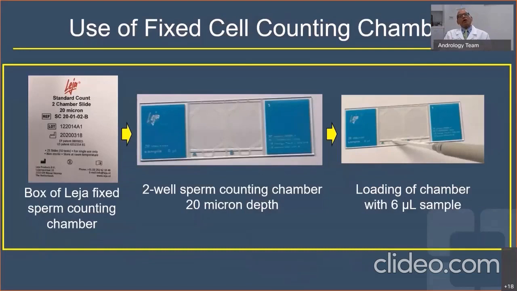Here, I want to give you an example of how we load the sample and what kind of counting chambers we use. In this example, I'm talking about the fixed cell counting chamber, and one of the examples is the two-chamber Leja counting chamber, which, as you can see, can load two samples. This is a fixed cover slip chamber and has a fixed depth of 20 micron, and a 6 microliter sample can be loaded on each well. Next slide, please.